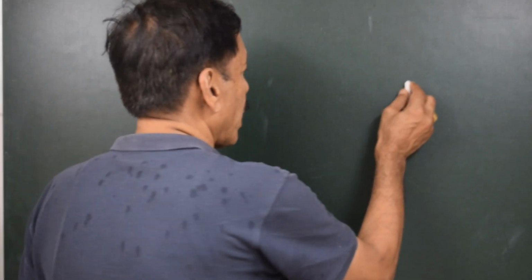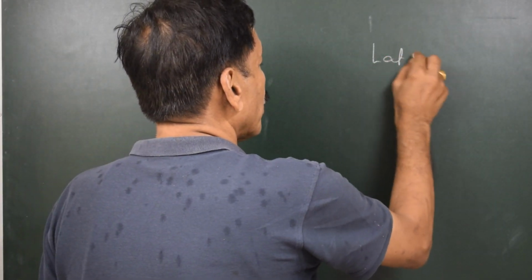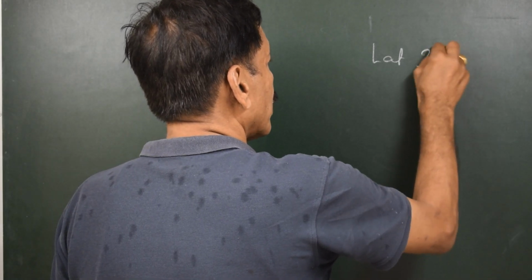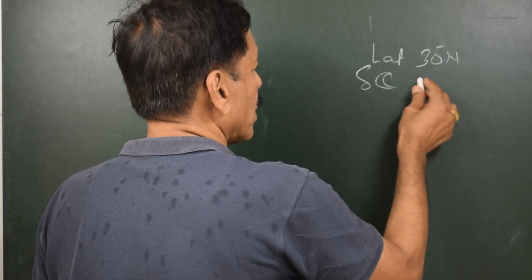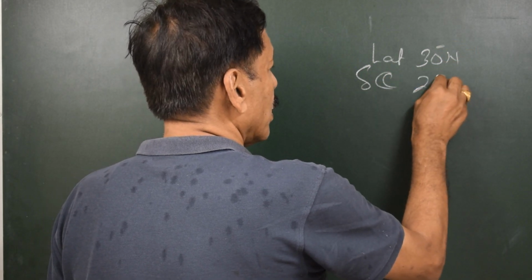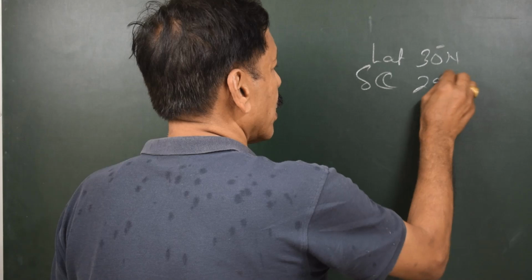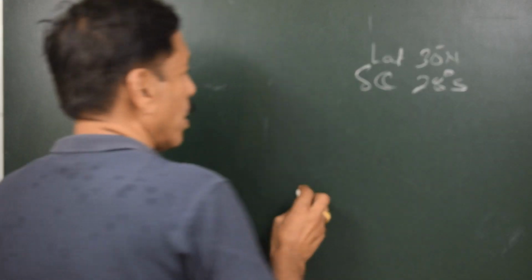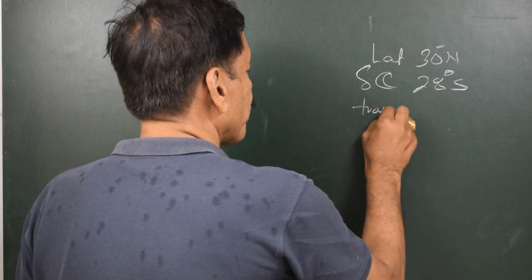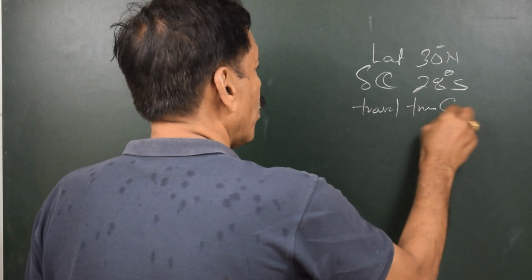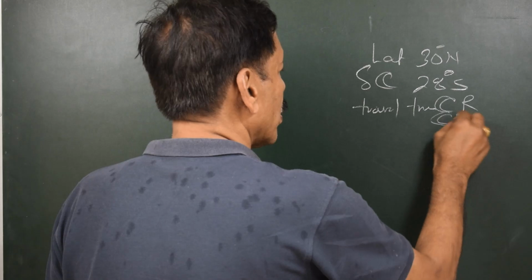So suppose you are given a latitude and declination. Say latitude is 30 degrees north and the declination of, say, the moon, let us take as 28 degrees south. We want to find out the travel time from moonrise to moonset.